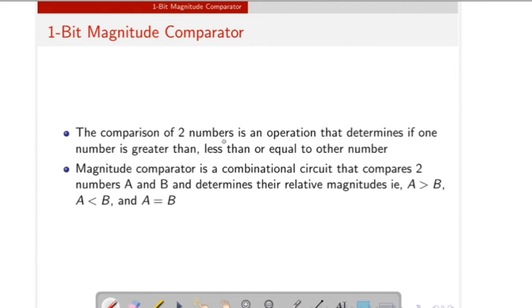So we know that comparison is an operation that compares two numbers and determines whether the first number is less than, greater than or equal to the second number. A magnitude comparator is a combinational circuit that compares two numbers A and B and determines their magnitudes. That means A greater than B, A less than B or A equal to B. Here A and B may be any number of bits: 1 bit, 2 bit, 3 bit or n bits. In this video we will study the design and implementation of the 1-bit magnitude comparator.